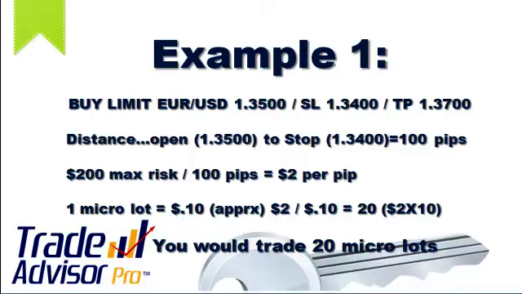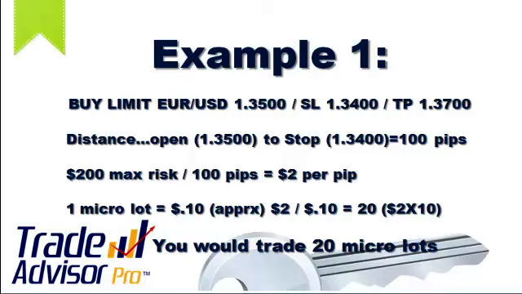So now here's one thing that you need to understand: 1 micro lot is approximately 10 cents. Now some pairs, especially the yen cross pairs, are a little bit different. Some pairs are actually a little bit more, sometimes they're a little bit less. But on average, they're about 10 cents per pip, 1 micro lot.